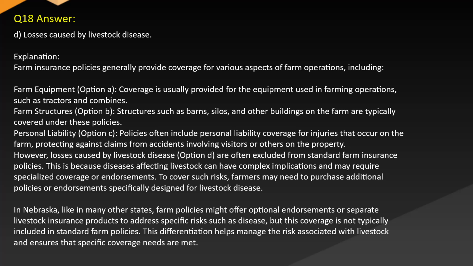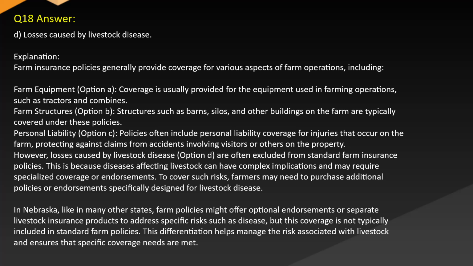Explanation: farm insurance policies generally provide coverage for various aspects of farm operations, including farm equipment. Option A. Coverage is usually provided for the equipment used in farming operations, such as tractors and combines. Farm structures. Option B. Structures such as barns, silos, and other buildings on the farm are typically covered under these policies. Personal liability. Option C. Policies often include personal liability coverage for injuries that occur on the farm, protecting against claims from accidents involving visitors or others on the property.